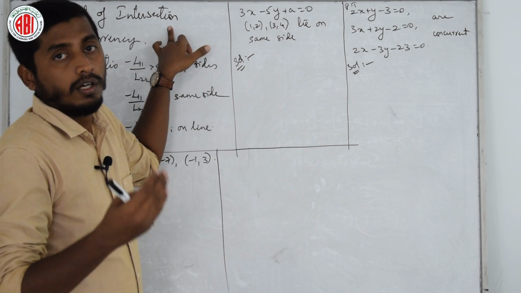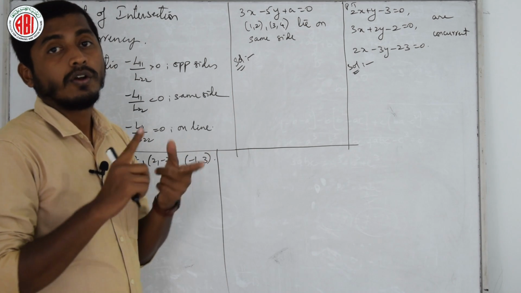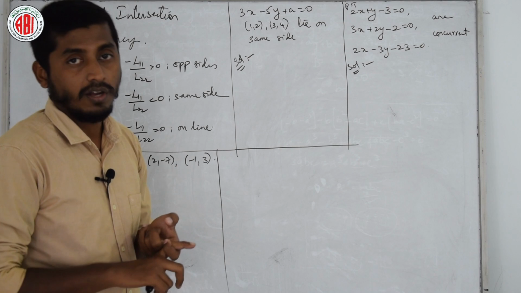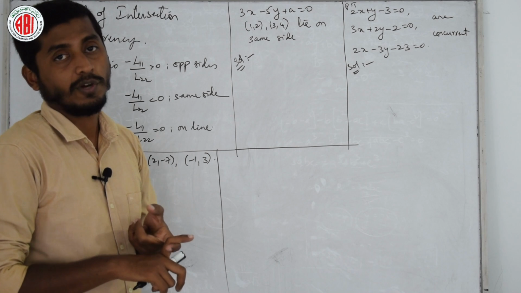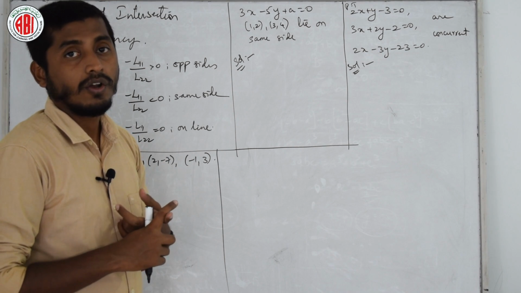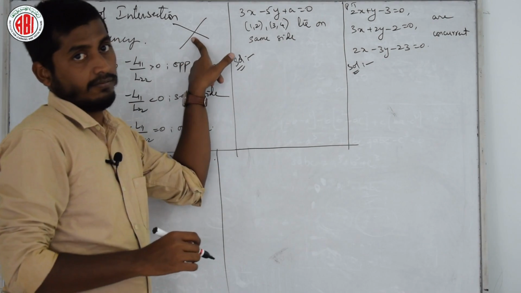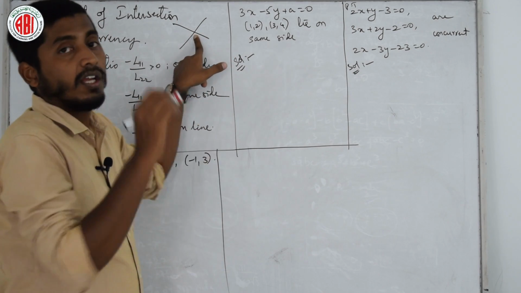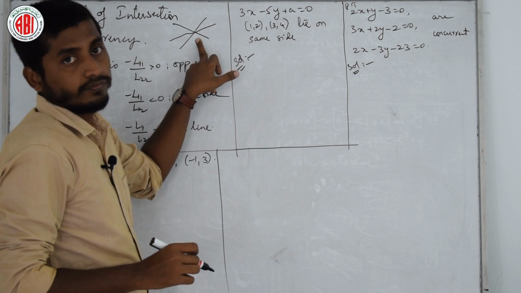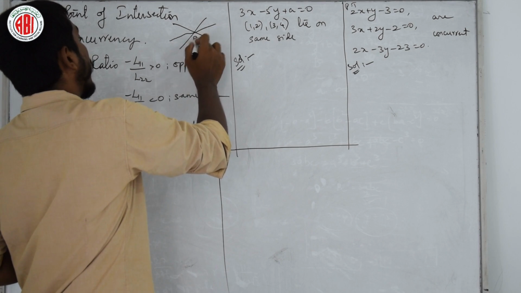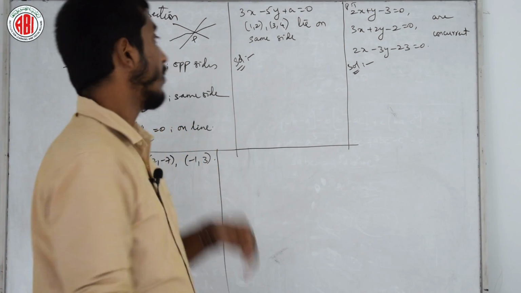Okay, if more than two lines intersect at a particular point, then those lines are called concurrent lines. Is it clear? Concurrency is a concept where two or more lines intersect at the same point. That point is called the point of concurrency, and those lines are called concurrent lines. If two lines intersect, that is called intersection, and that point is called the point of intersection. If more than two lines, let us say three lines, are intersecting at a point, then that particular point is called the point of concurrency, and these lines are called concurrent lines. Is it clear? Now let us check.